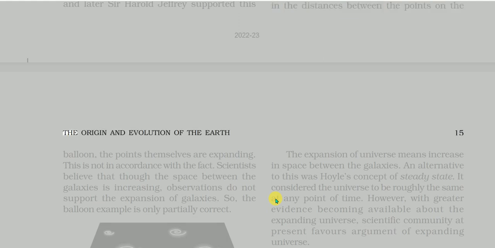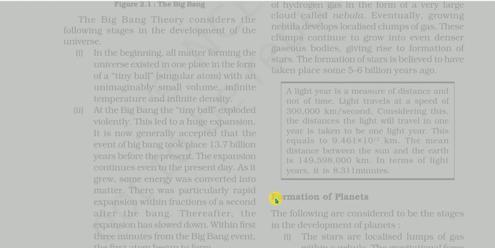balloon, the points themselves are expanding. This is not in accordance with the fact. Scientists believe that though the space between the galaxies is increasing, observations do not support the expansion of galaxies. So, the balloon example is only partially correct. Figure 2.1, the Big Bang.